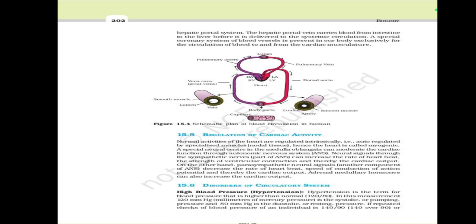Disorders of circulatory systems. High blood pressure, hypotension.